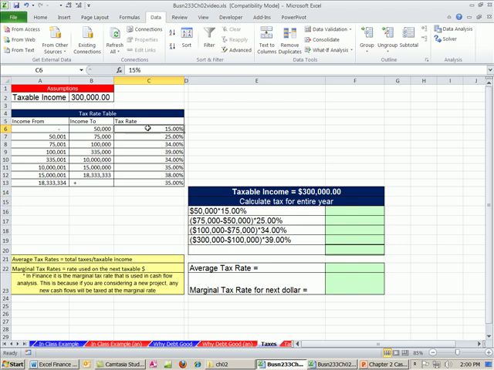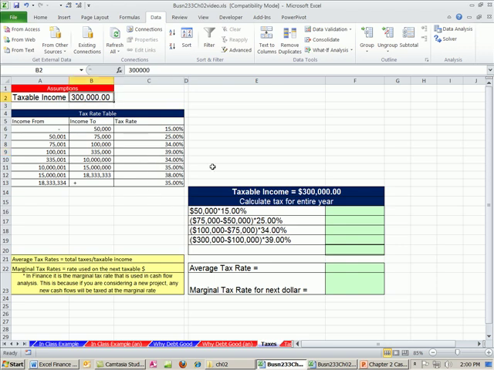15% for the first 50,000, then between 50,001 and 75, in essence 25,000, you have to pay 25%. The next 25,000, because 100K minus 75 is 25, is taxed at 34%. And then between 335 and 100,000, 39%. And then you can see how it goes down here.